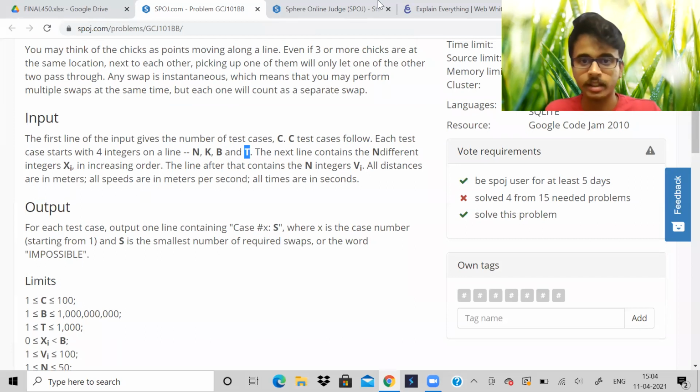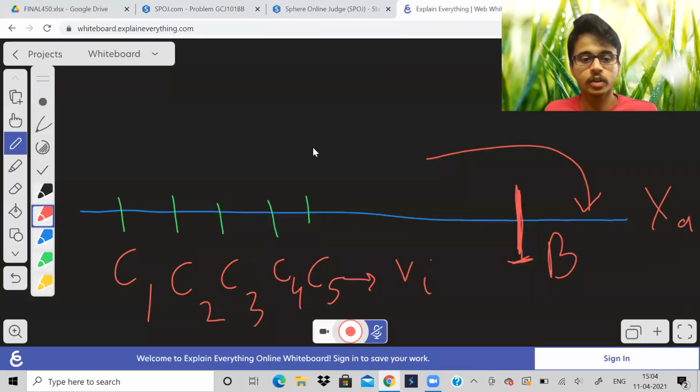Pause the video and read the input. Okay. So now let us consider there are 5 chicks, C1, C2, C3, C4, C5.